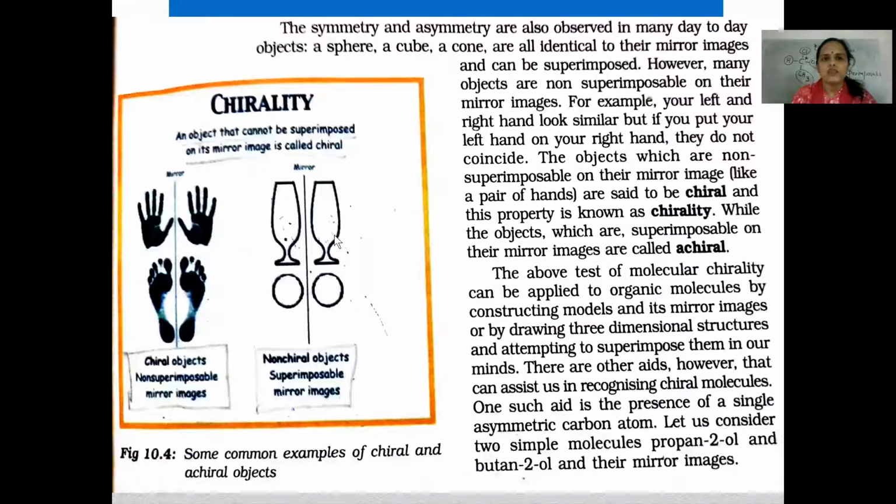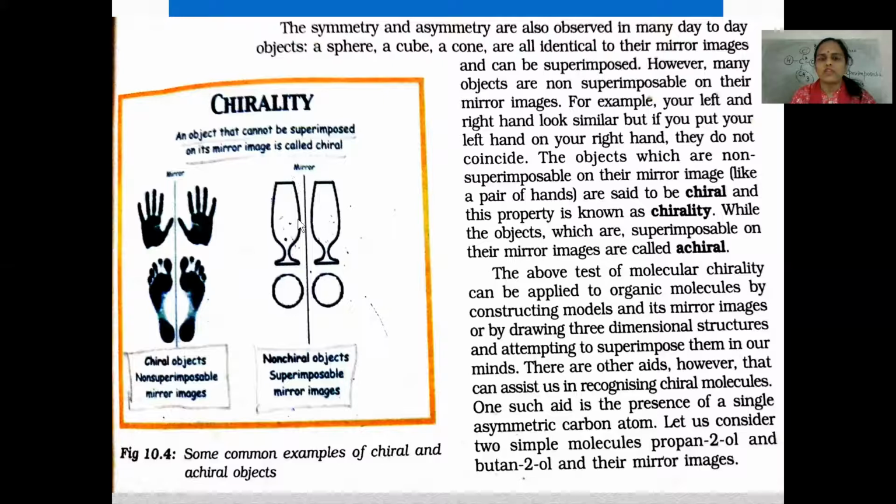So here I was explaining chiral objects. If I look at my left hand in the mirror, it looks as if it is your right hand. And if you look at your left foot, it looks as if it is your right foot. So they are chiral objects. Chiral objects are non-superimposable mirror images. That means they cannot be superimposed on their mirror image. An object which cannot be superimposed on its mirror image is called a chiral object. And those which can be superimposed, superimposable mirror images, are called non-chiral or achiral objects.